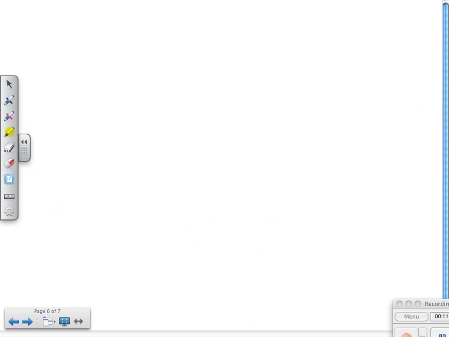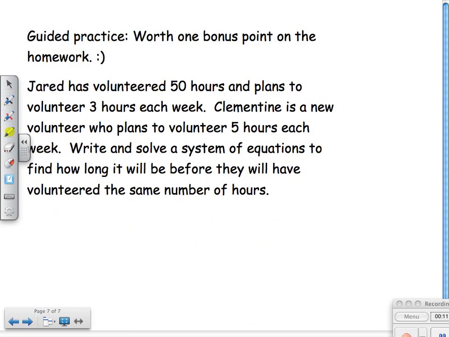Oh well. All right, here's your practice problem. And it's worth 1 bonus point on your homework. So do this problem. It's worth it. Good luck, and I will see you guys Monday.